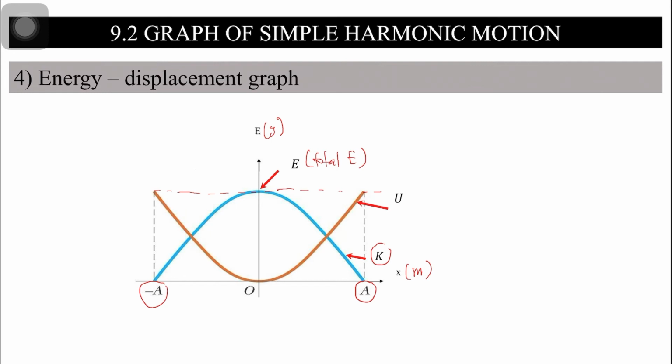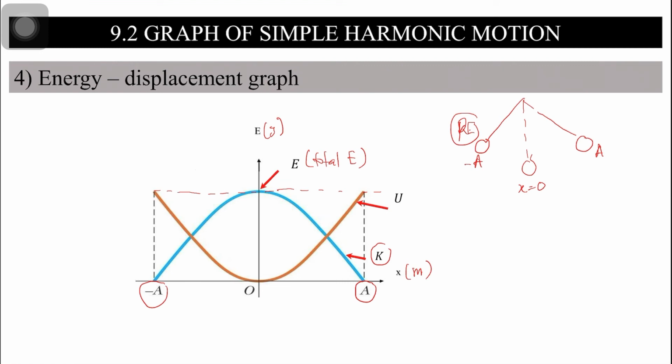So we know that when we have a pendulum, it swings. This is negative A, and this is the equilibrium. When x is equal to zero, first it will be at maximum kinetic energy. Kinetic energy will be large here. Wait. Oh no, this is potential energy, sorry. Potential energy will be large at negative amplitude.